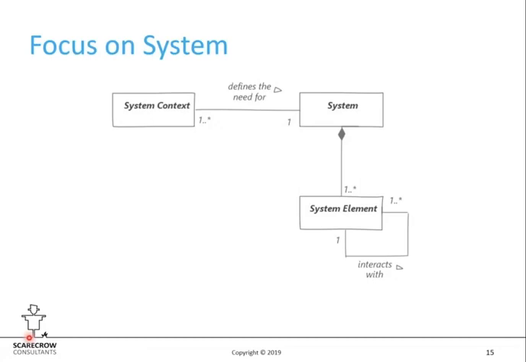Let's focus on the system now. Previously we looked at the stakeholders and the different contexts, but we also have this idea of a system context that helps us understand the need for the system. We can think of a system as being made up of a number of system elements, and these system elements interact with one another. So we can think of a system as a set of interacting system elements. Okay, let's define this in a bit more detail.